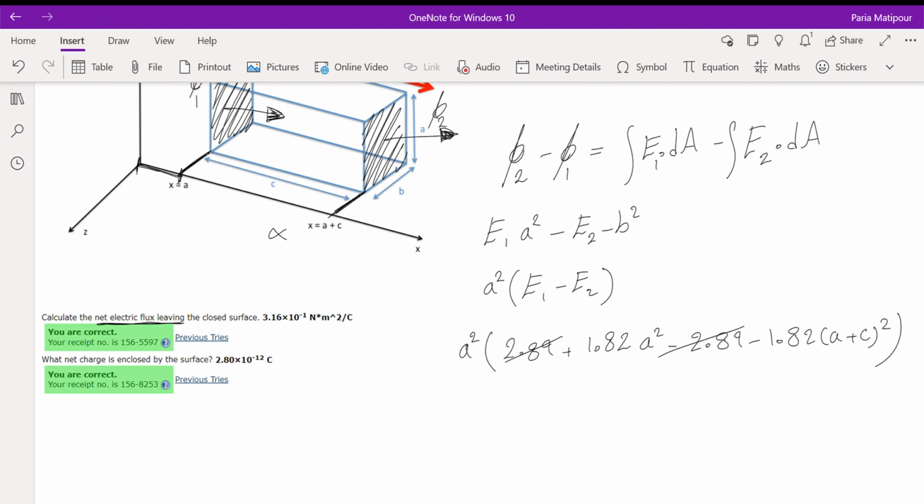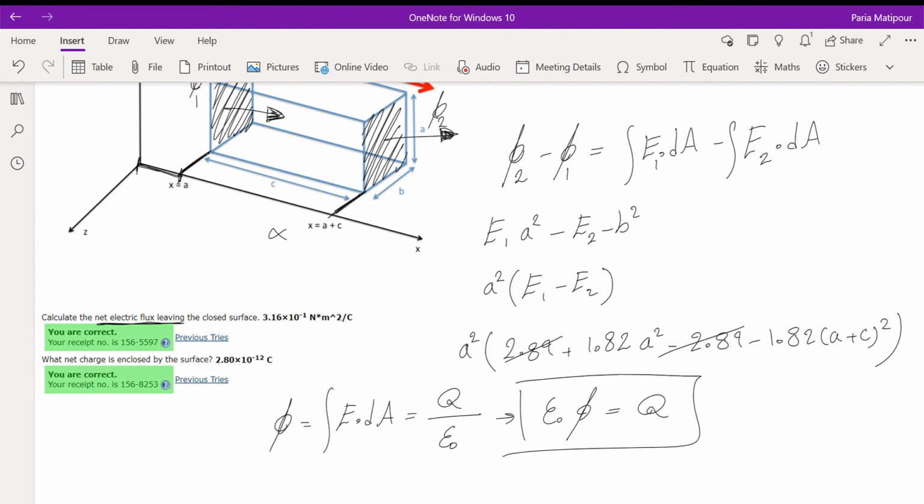The next question is: what is the net charge enclosed by the surface? This one is pretty easy compared to the first part. We know that the flux is equal to the integral of E dot dA, which is equal to Q over epsilon 0. So you just need to multiply the flux by epsilon 0, and epsilon 0 times the flux is equal to the Q enclosed by the surface. This is the formula for the second part. Thanks for being with me.